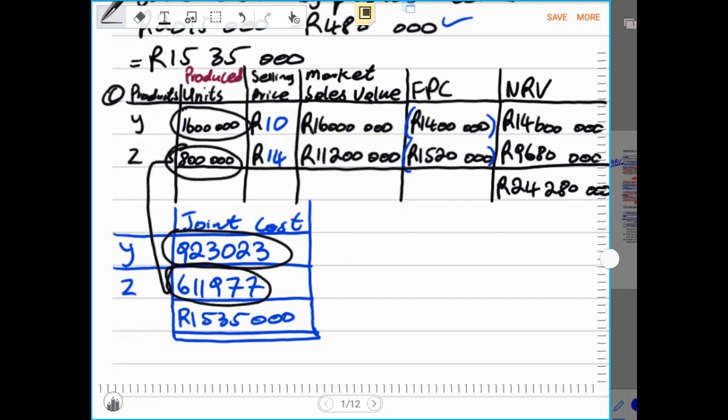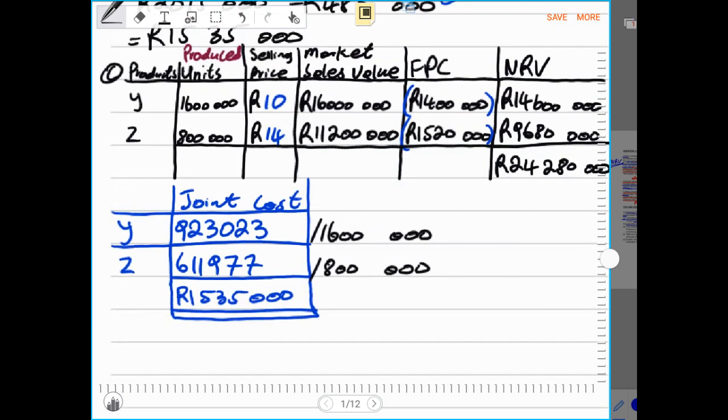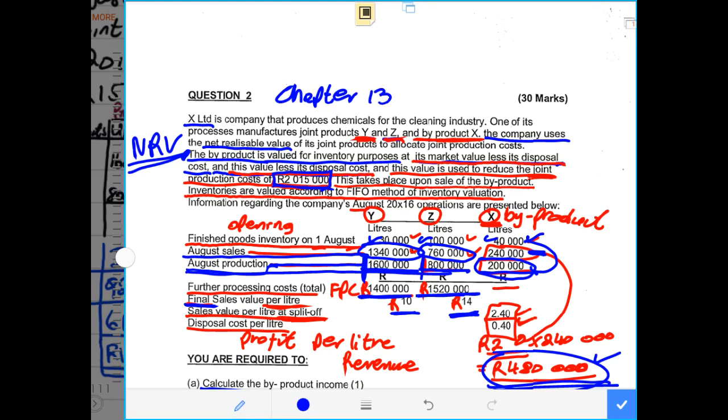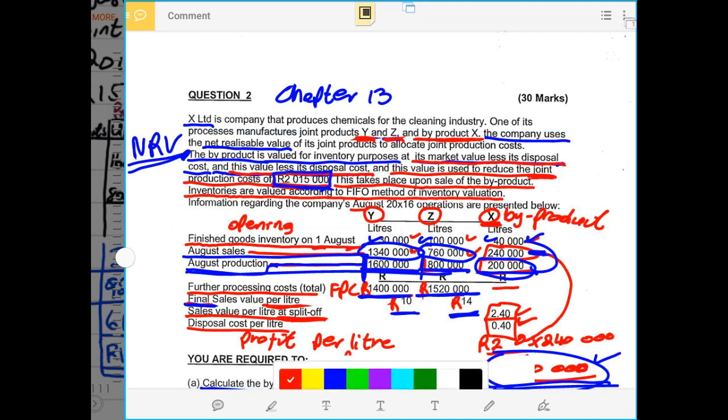But we need to know the joint cost for one unit. So if we need to know that, it means we have to divide our total joint cost by the number of units that were manufactured. So our joint cost per unit has to be divided by 1,600,000 and by 800,000, which are the units that were produced. Remember, it comes from the information provided to us. They told us how many units were produced.